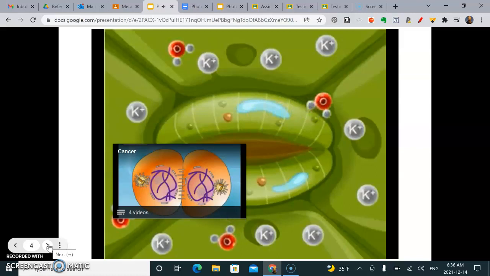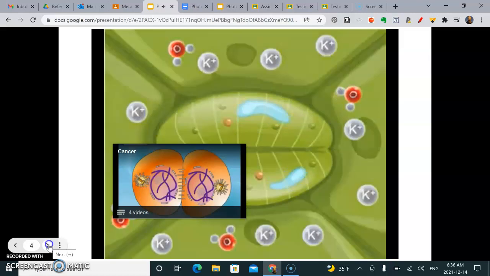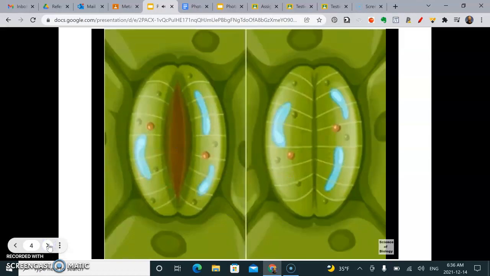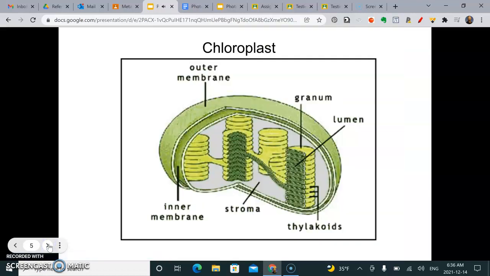Water leaves the guard cells, their turgidity decreases, and the stoma closes. The opening and closing of a stoma occurs. Okay, so that's the guard cells. Now to go in and talk a little bit more about the organelles involved, the chloroplast.